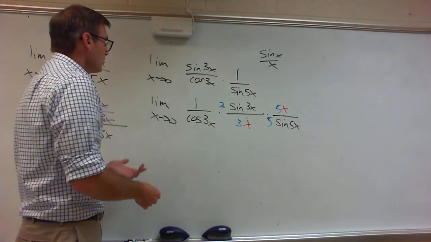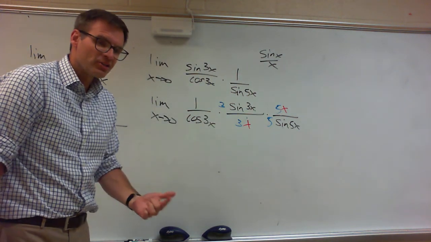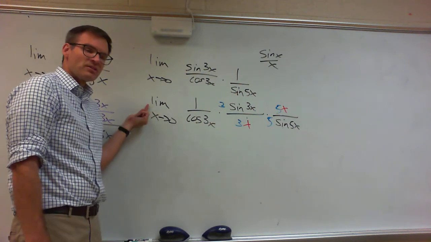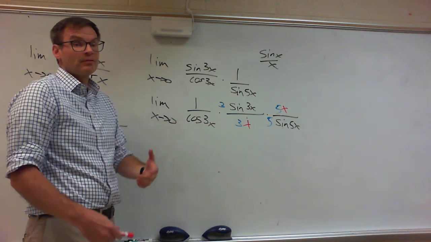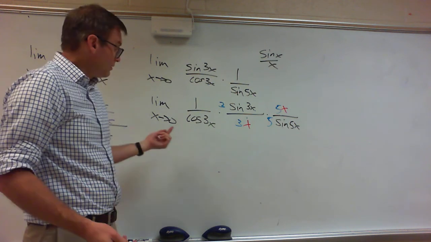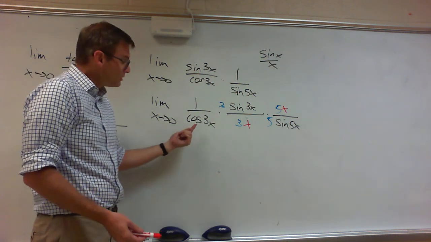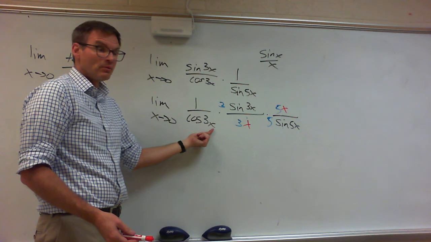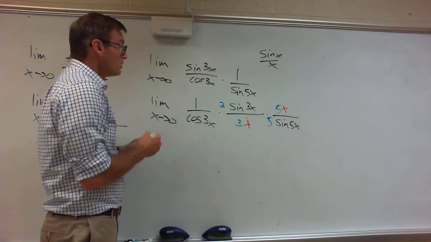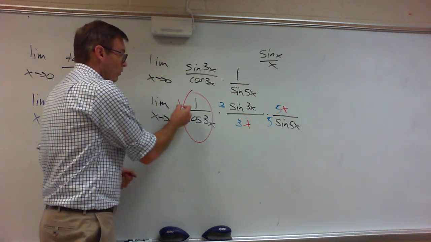And now we're going to compute our limit. And here's how we're going to compute our limit. This says, what's the limit as x goes to 0? Meaning, let's plug in 0 for x. Well, if I plug in 0 for x, 3 times 0 is 0. Cosine of 0 is 1. So this becomes a big fat 1.